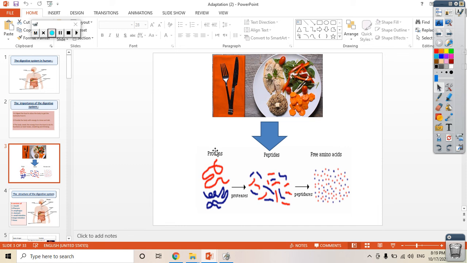So one more time, what is the digestion for? It's the breaking down of the food. Can you see? This is a large part of the food, of the protein. The digestive system breaks it down into a simple form, then a simpler form, to get the nutrients from it.